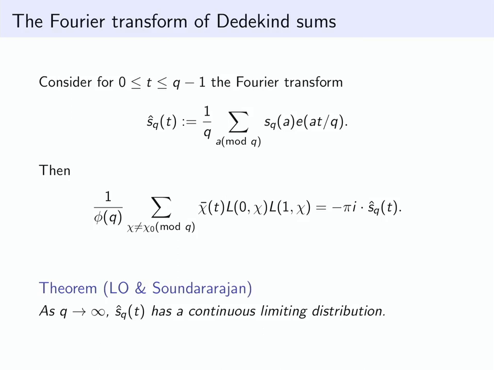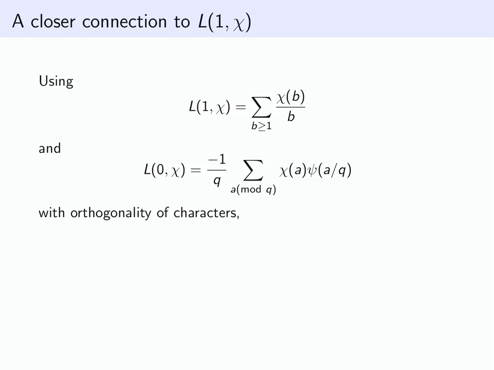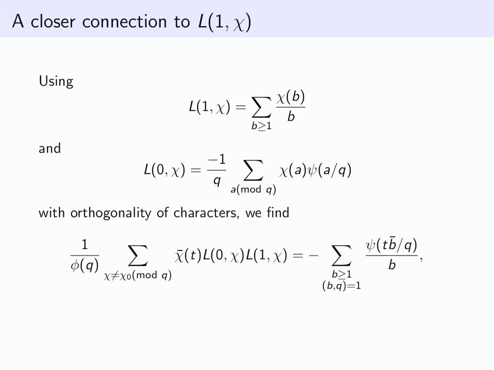But I said there's some connection to L1 chi. Where is that coming from? Well, it turns out that if you grab this expression, you can rewrite it in a more useful way. Just using the Dirichlet series for L1 chi, and a very nice evaluation of L0 chi in terms of the sawtooth function, or in terms of Bernoulli polynomials if you prefer, you can plug this in, expand out, and invoke orthogonality of characters to arrive at a different expression for this thing of the following type.